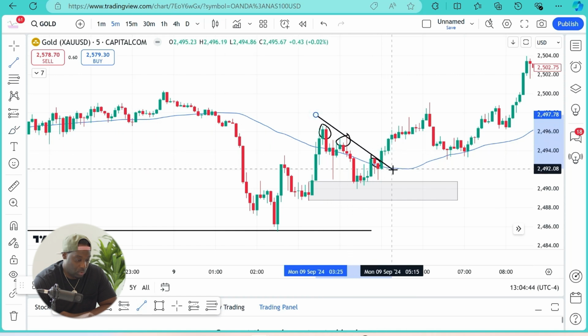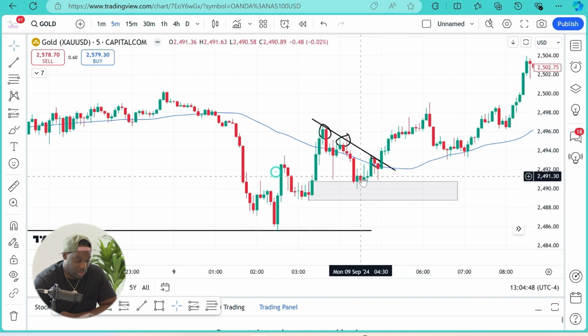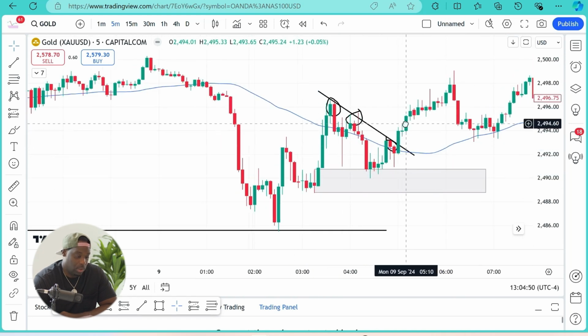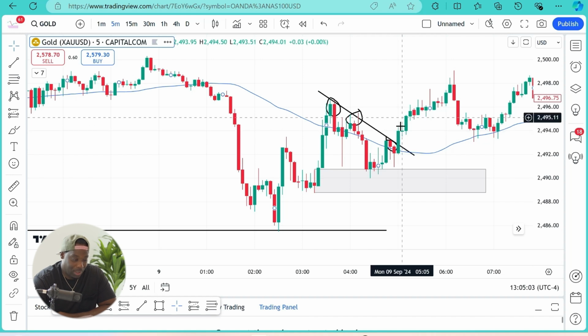So we want to basically draw our trend line, okay? And as soon as it breaks that trend line, we want to get in. Now, you can wait for the market to break it, right? And close above the trend line. All depends on your style. Usually I like to get in right away. Okay, but you can wait for the market to break it and close above the trend line, okay?